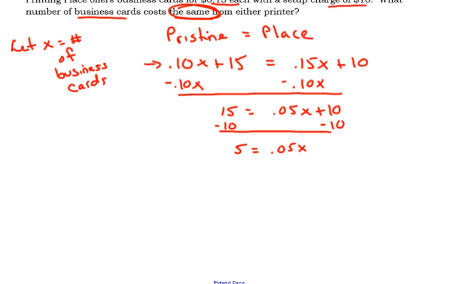And then I divide both sides by 0.05. So when they've printed 100 business cards, I'm going to have the same cost for Pristine Printing and from the printing place.